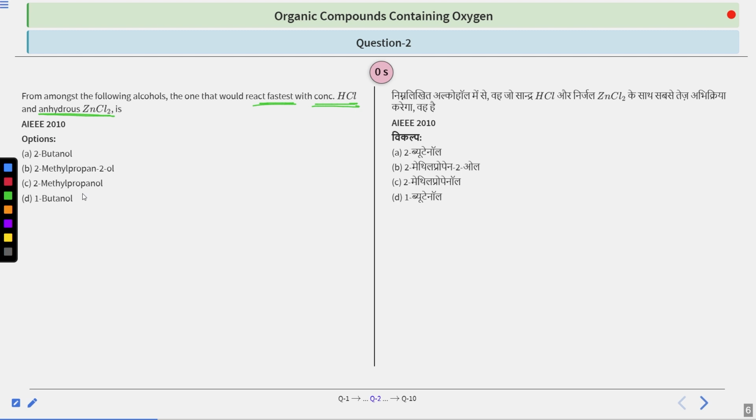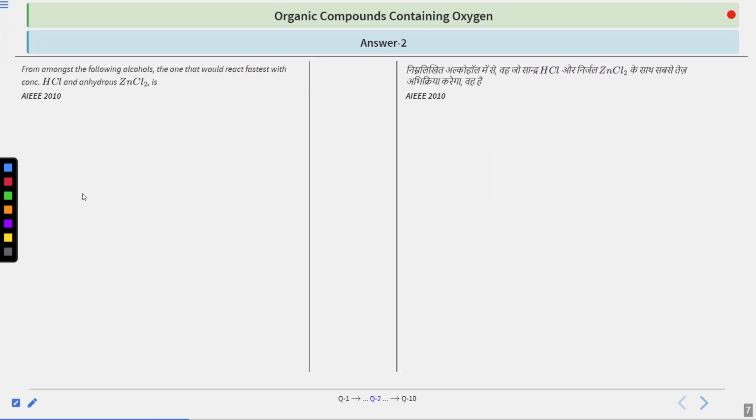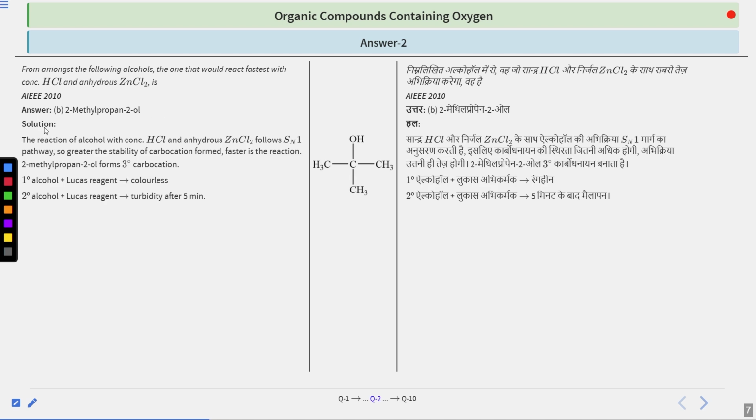Okay, let's see. So the correct answer for the given question is option B, that is 2-methylpropane-2-ol. The reaction of alcohol with concentrated HCl and anhydrous zinc chloride follows the SN1 pathway. So, in the question we are asked that the alcohol is reacting with concentrated HCl and anhydrous ZnCl2.